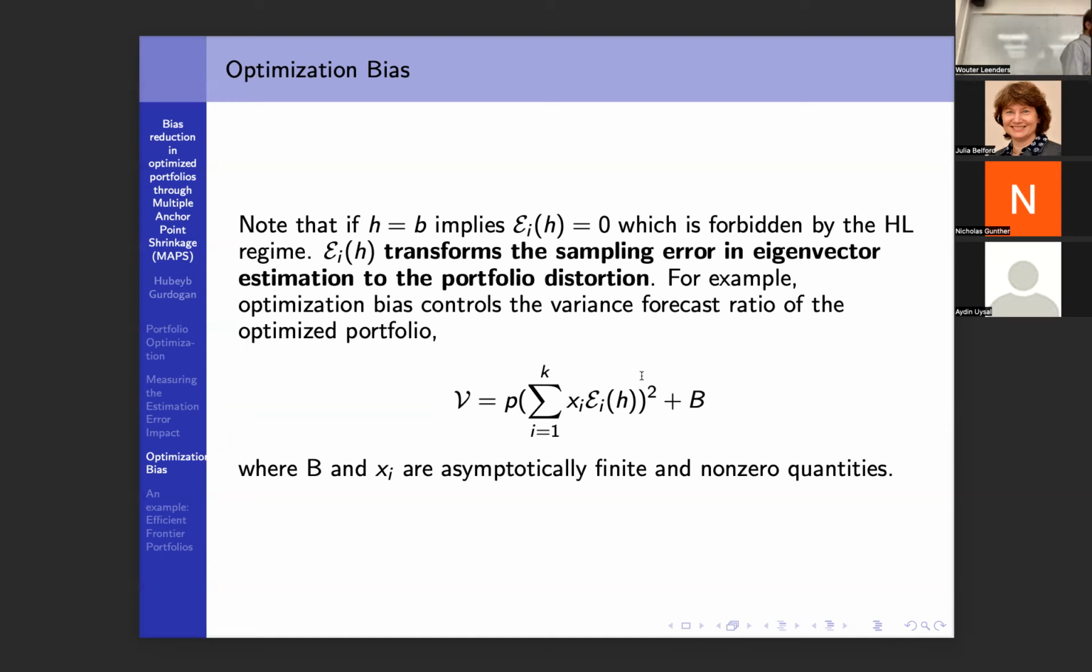So whether or not we have a cancellation of that optimization bias mass, killing all the optimization bias terms will remedy the situation blindly.